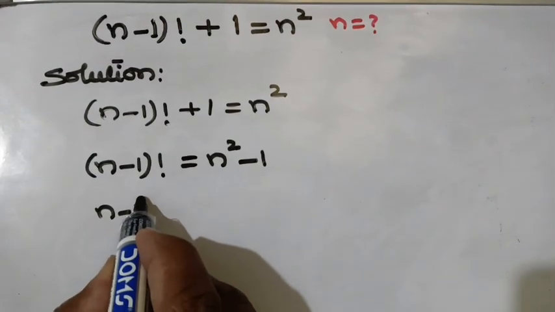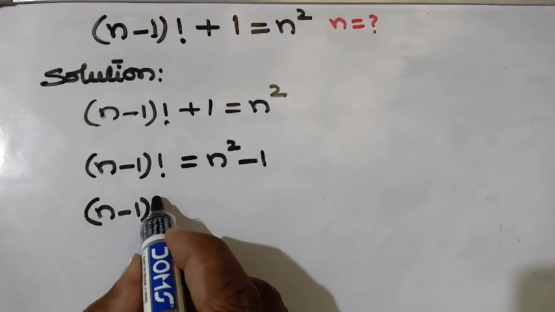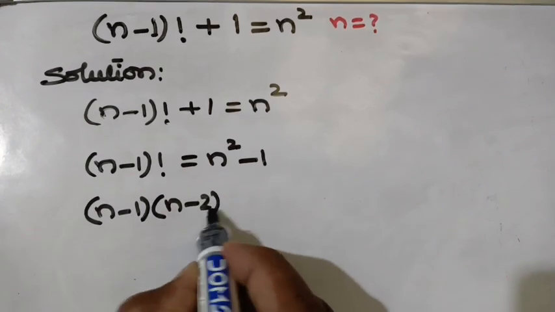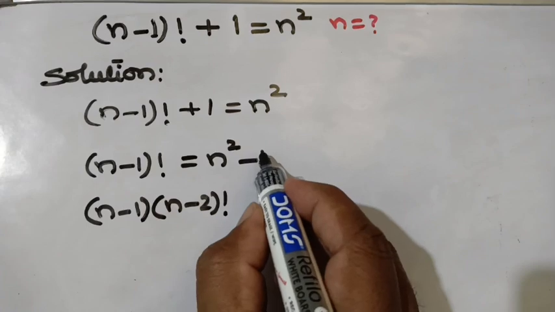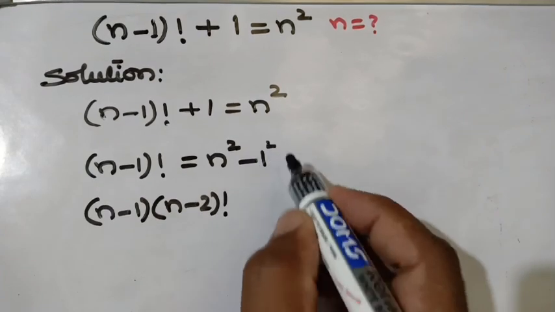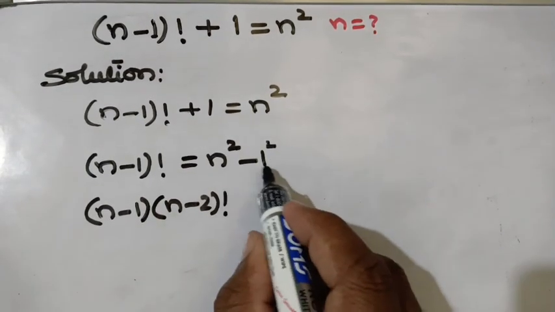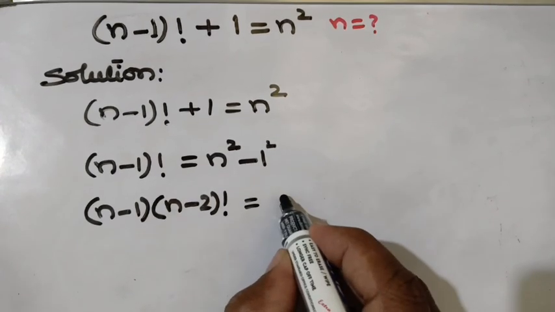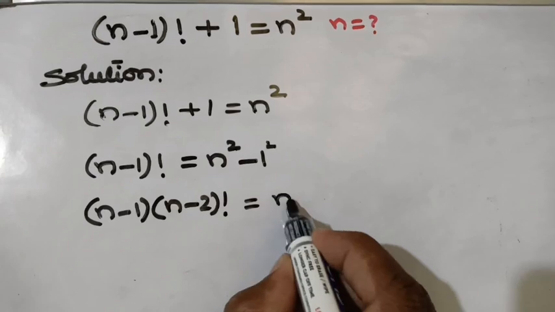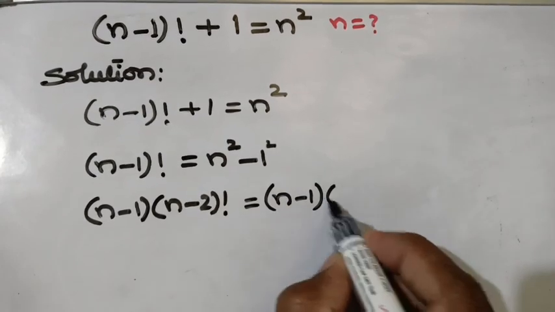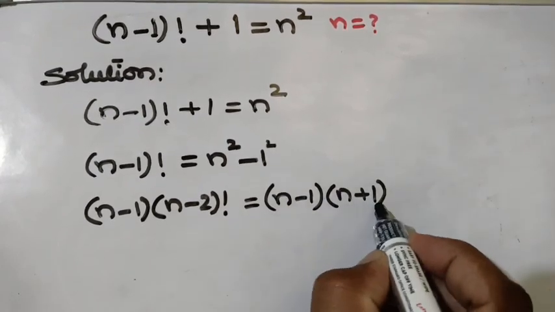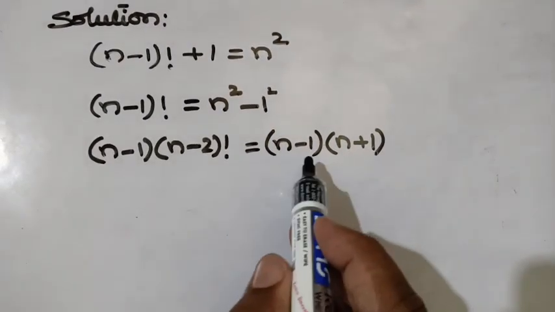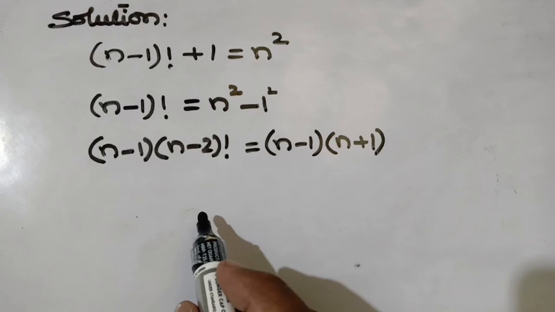(n − 1)! can be written as (n − 1) times (n − 2)!, and this n² − 1, actually this is n² − 1², can be expanded using the identity a² − b² = (a − b)(a + b). So that is (n − 1)(n + 1). Now, to cancel this n − 1 and n − 1, I divide by n − 1.